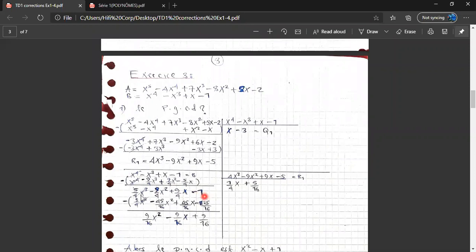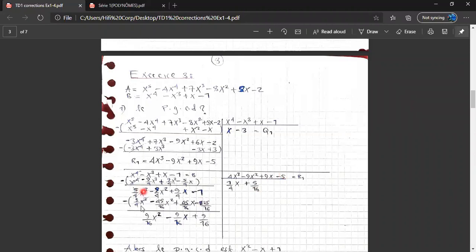Then you check again the power. It's the same, the degree, so this can still go into this. So 4x to the power 3 into this, it gave us 5 over 16. This times this, it gave us this. This times this, it gave us this. This times this, it gave us this. This times this, it gave us what? It gave us this. We do the subtraction.